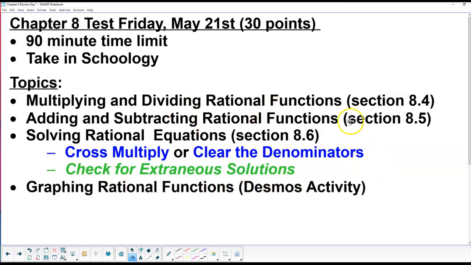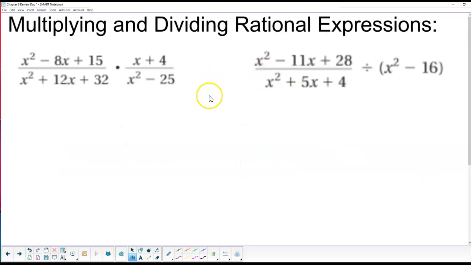All of these assignments are on Delta Math, so if you're confused or have any questions on those, remember you can go back and just try more problems from those Delta Math assignments. So what I'd like to do then is we're going to go over how to multiply and divide rational expressions. Go ahead and pause this. I'll reveal the answers in a minute, and then you can check your work.